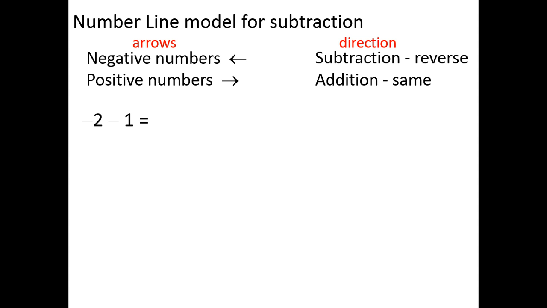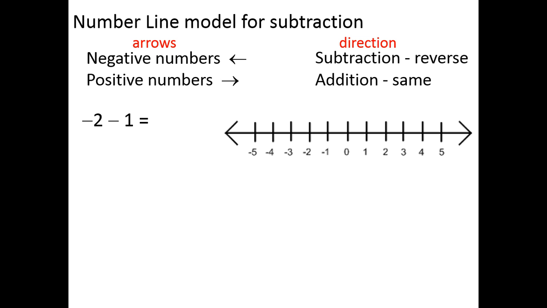So let's take a look at negative 2 minus 1. Starting at 0, we're going to draw an arrow that represents negative 2. So that would be an arrow that points to the left 2 units. From the end of that arrow, we want to subtract 1. Now an arrow that represents 1 would be an arrow that points 1 unit to the right, but the subtraction is going to reverse that. So subtracting 1 would be an arrow that points 1 unit to the left. So negative 2 minus 1 is negative 3.